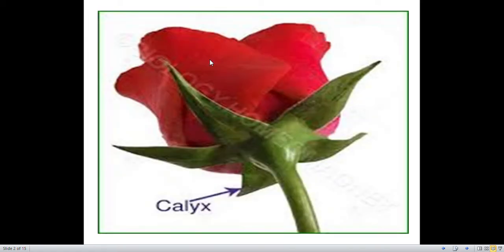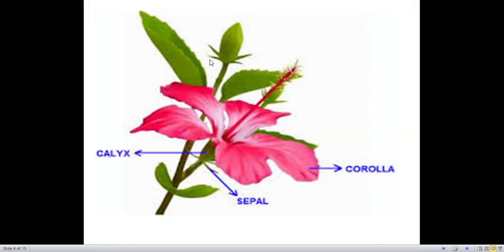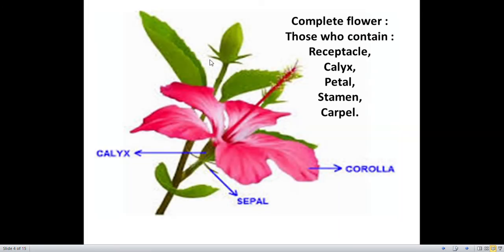Now let us know about the other parts. The sepal is collectively known as calyx. So those flowers which contain all these 5 parts, that is the receptacle, calyx, petals, stamen and carpel, are called the complete flower. The petals are collectively known as corolla. Some flowers can have some extra part like epicalyx.